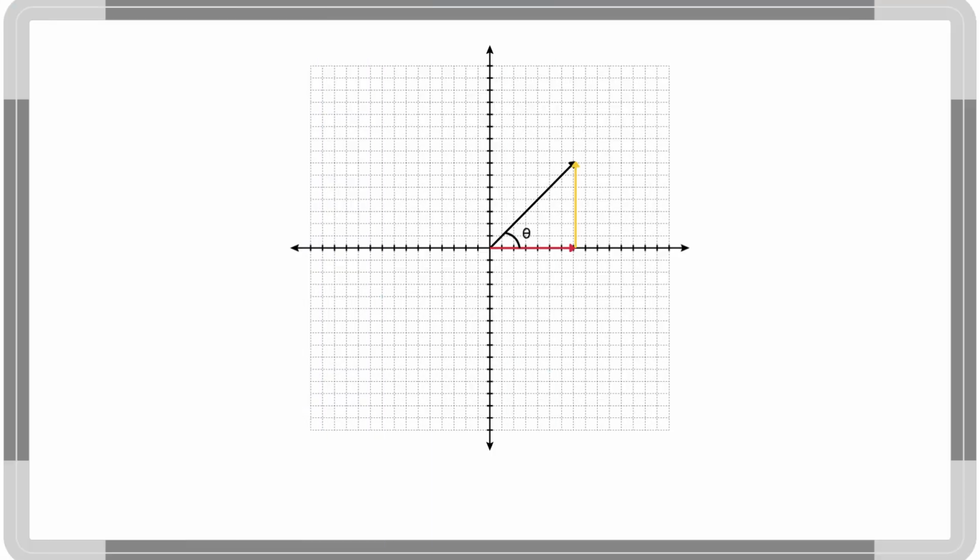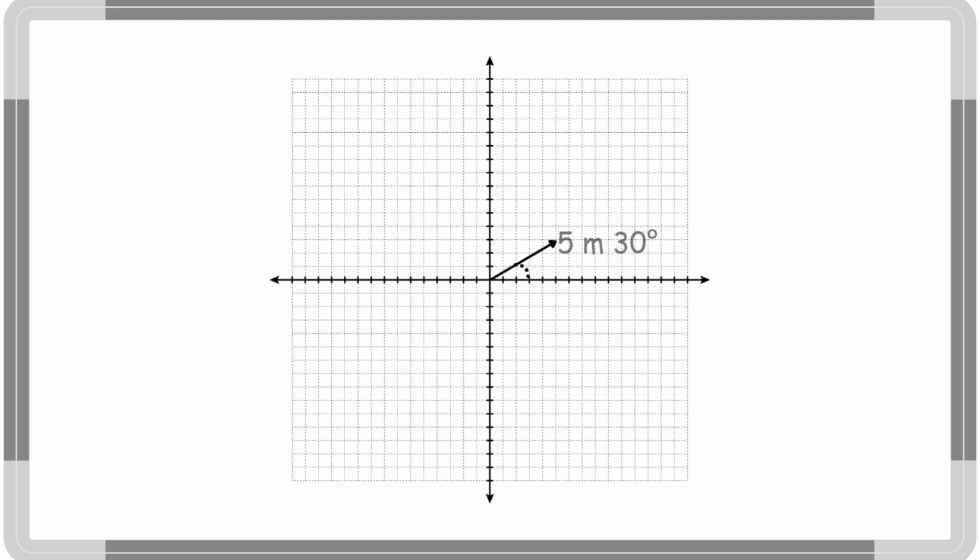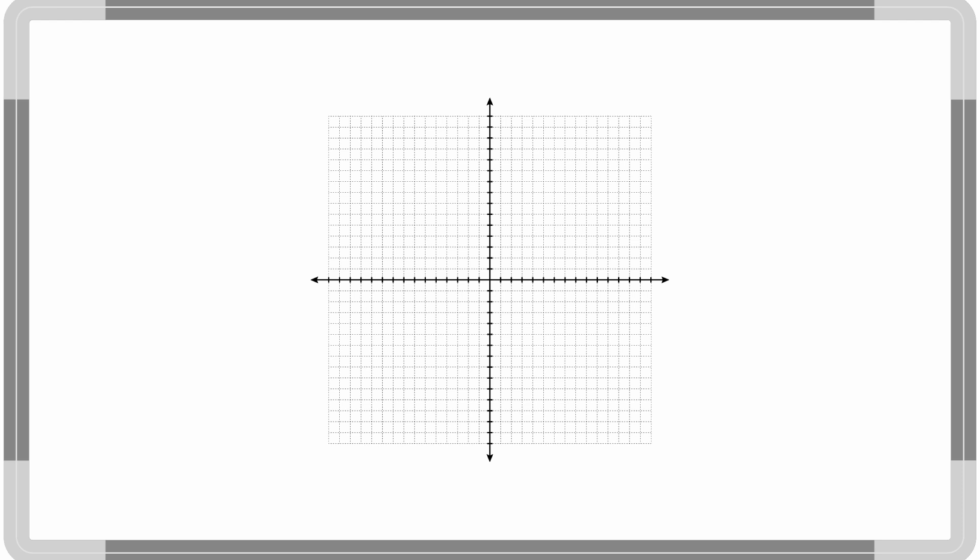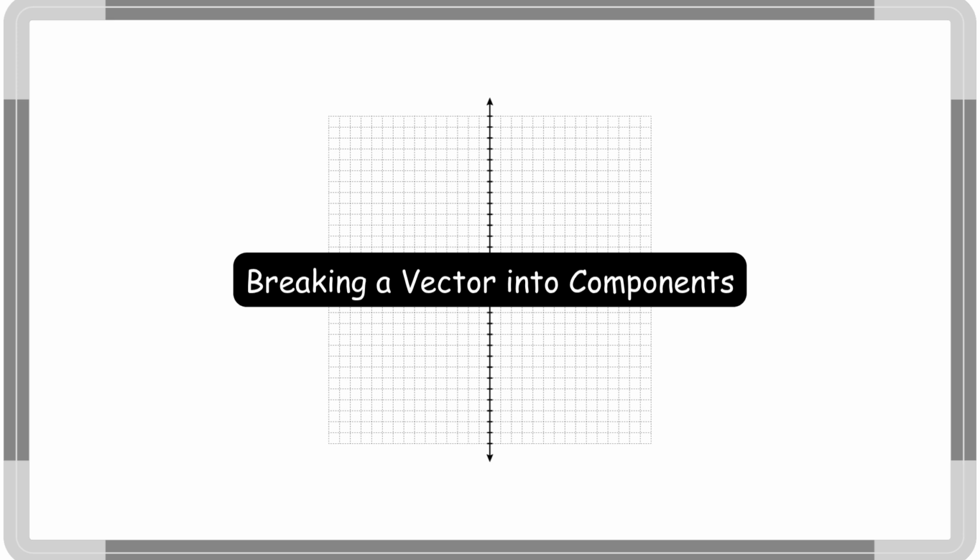To analyze vectors, we usually place them on a Cartesian coordinate system, a simple x and y grid. A vector can be described in two ways: magnitude and direction, like 5 meters at 30 degrees, or in terms of components, how far it goes in the x direction and y direction. And this is where unit vectors come in. In physics, we use unit vectors to break any vector into its x and y components.